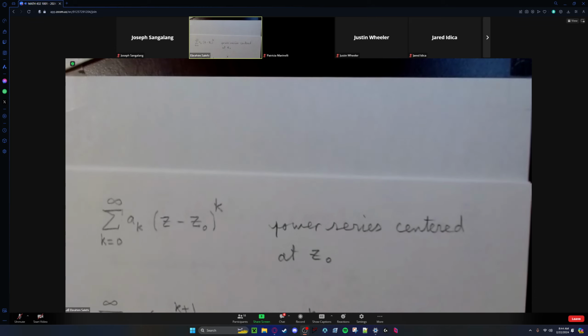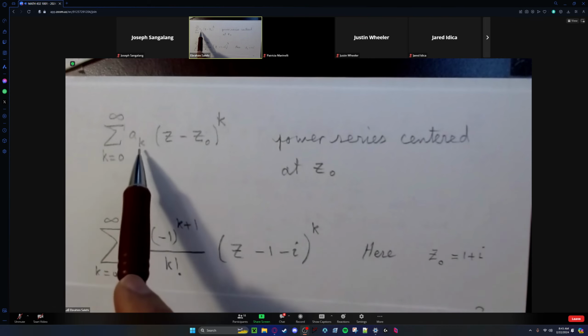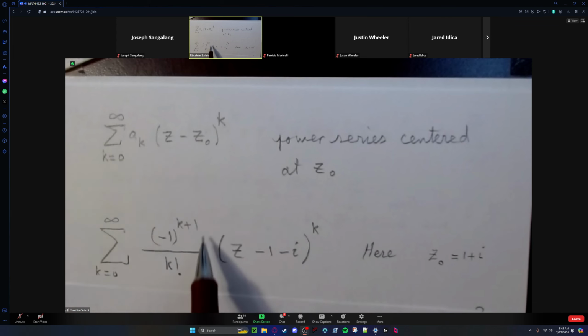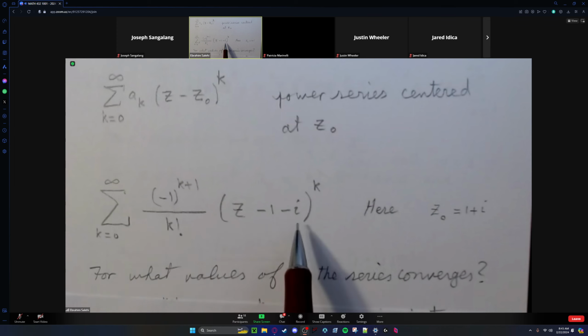Here are a few examples. See, z naught is 1 plus i. Here is a power series centered at 1 plus i, and this AK, this sequence, is right there. So the question is, for what values of z will this give us a convergent series?